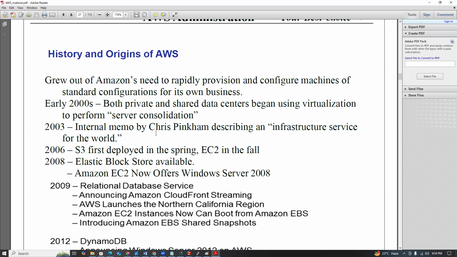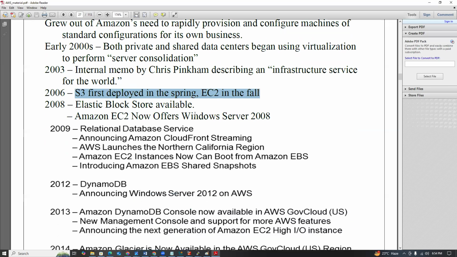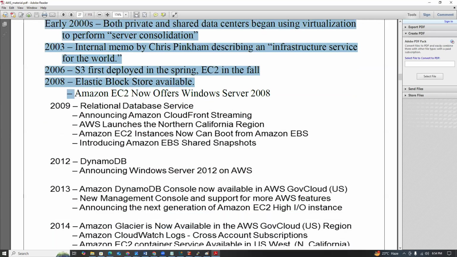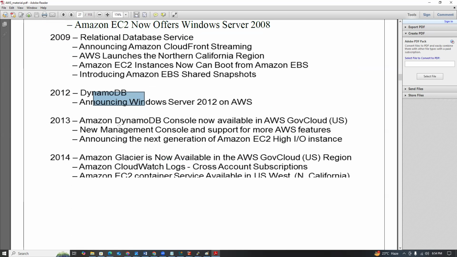An internal memo describing the infrastructure service for the world. S3 was first deployed in spring, EC2 in the fall, and Elastic Block Storage became available. 2006, EC2 started. I will show you. Amazon EC2 now offers Windows 2008. 2009, RDS started. 2012, DynamoDB. 2013, they introduced enhancements to the services. The basic core services are networking, storage, database, and compute. Okay.